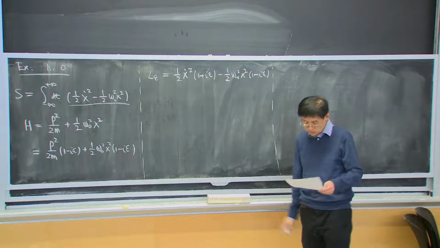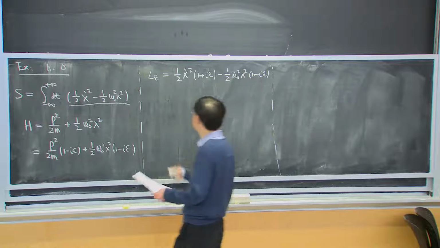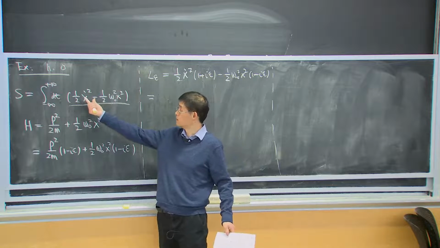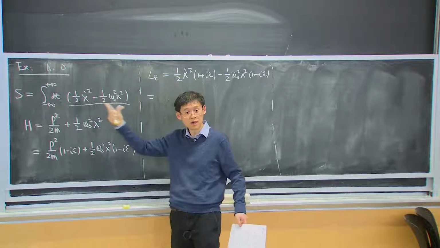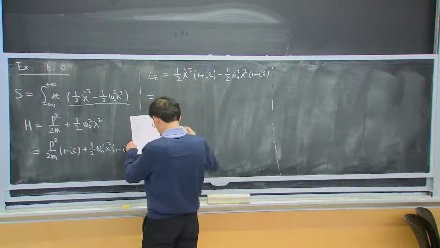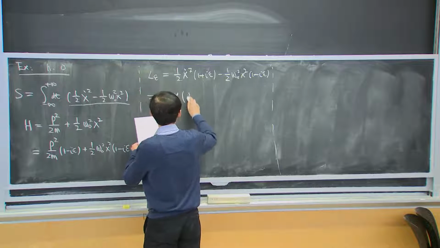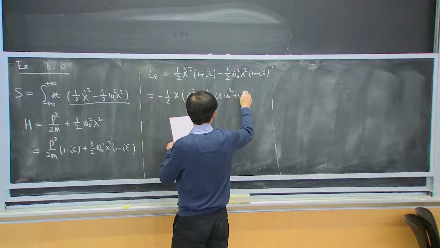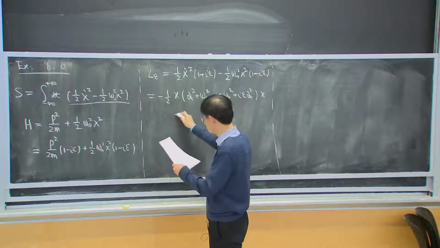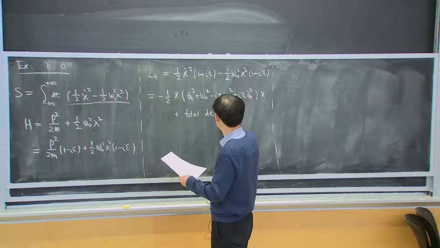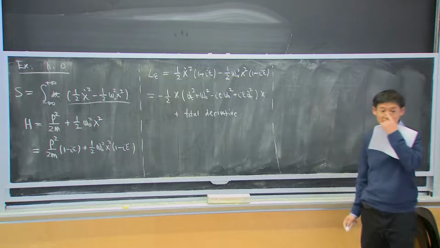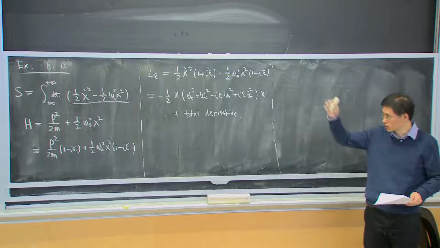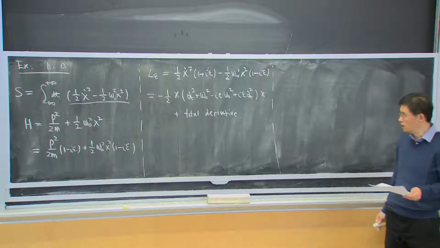So now let's write this into a more convenient form. Remember, we always treat S as some x sandwiched by a differential operator. So we can do integration by parts to write it as minus 1/2 x times (partial t squared plus omega 0 squared, minus i epsilon omega 0 squared plus i epsilon partial t squared) x, plus a total derivative. The total derivative always vanishes because we impose boundary conditions so that at t equal to plus or minus infinity, they go to 0.